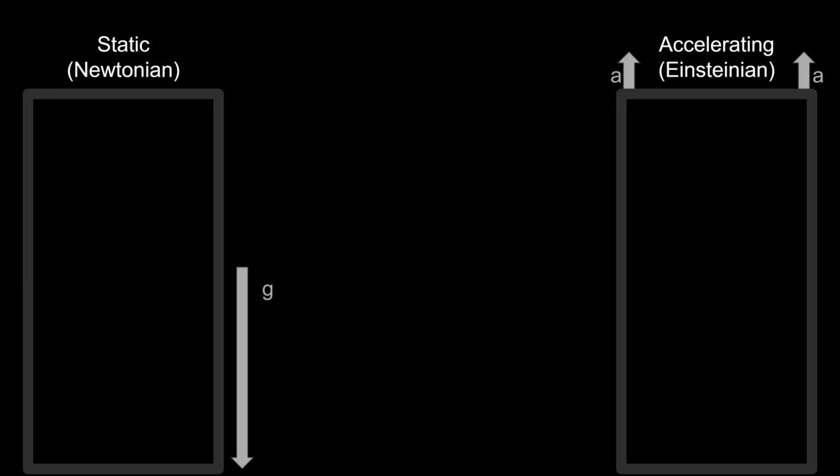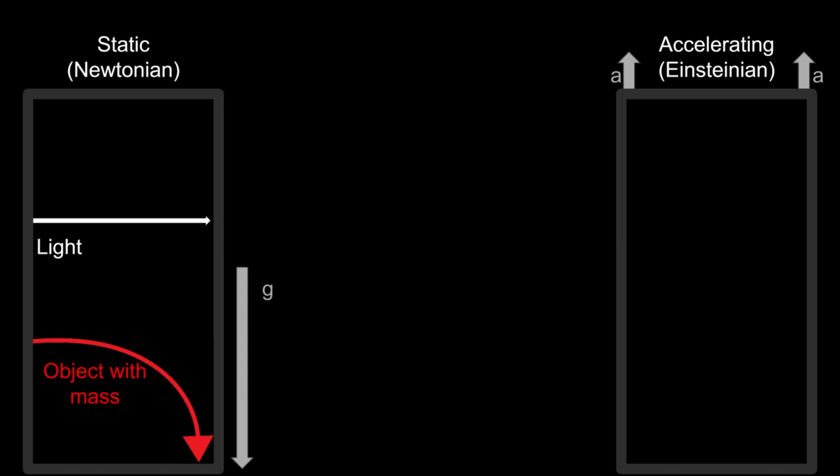So in high school physics, we do Newtonian mechanics, which is considered a static frame, or not a moving frame. We learn how light has no mass, so it's not affected by gravity, but objects with a mass are. So in this frame, we have an object falling down with the force due to gravity, from gravity's acceleration g, and light just travels straight across. It's not affected by it.